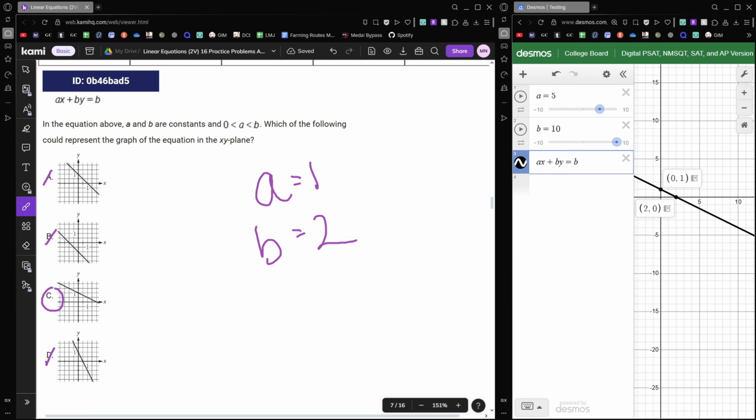The slope is still going to be less than 1, and the y-intercept will still be at 1.